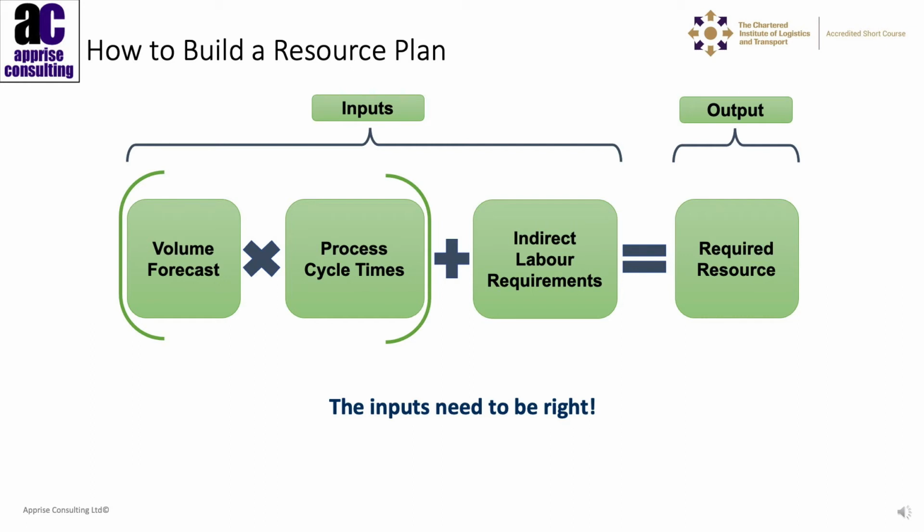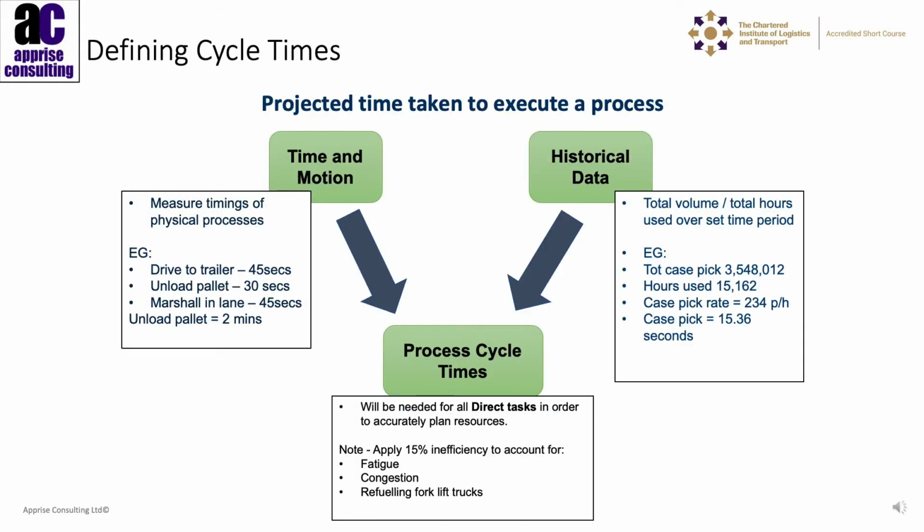So how do we build a resource plan? Well, here we have inputs and outputs. So volume forecast multiplied by the process cycle time, how long it takes us to do something, add our indirect labor requirement, and that gives us our total required resource. We need to make sure that these inputs are as accurate as possible. In order to produce an accurate resource plan, we need to project the time taken to execute a particular process.